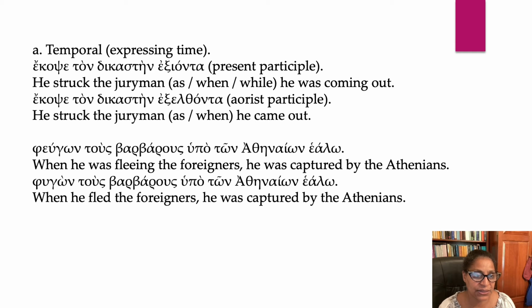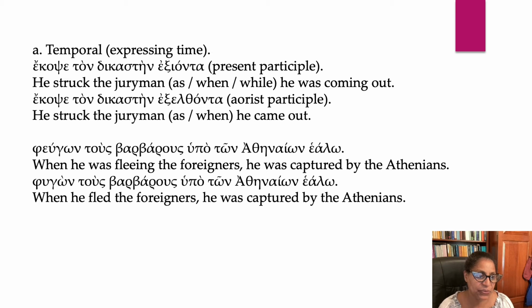Notice that in English it's kind of hard to know who got struck or who is coming out. So, he struck the juryman as he was coming out, as he, the subject, was coming out, or he, the juryman? No, it's the juryman, because dikasten is accusative and we're using the accusative participle. So the point is that as he was in the process of coming out, he got struck. With the aorist, it means basically the same thing, only the idea would be as soon as he came out, he got whacked in the head. So the aorist tends to have that idea of as soon as he did X, the other thing happened.